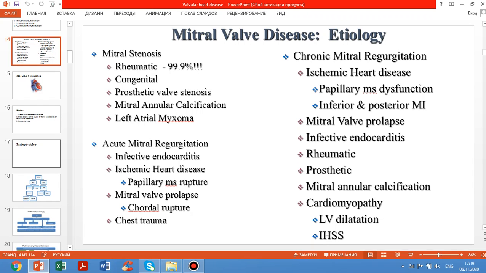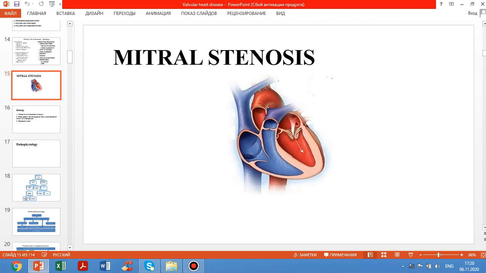Chronic mitral regurgitation: ischemic heart disease, papillary muscle dysfunction, inferior and posterior myocardial infarction. The second is mitral valve prolapse, infective endocarditis, rheumatic, prosthetic, mitral annular calcification, cardiomyopathy, left ventricular dilation, and idiopathic hypertrophic subaortic stenosis.